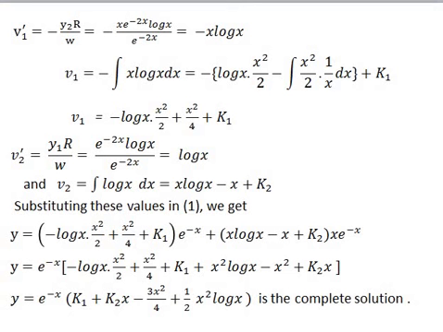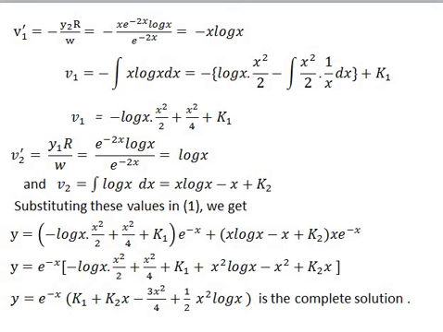Substituting these values in equation 1, we get y is equal to v1 of x into y1 plus v2 of x into y2. So minus log x into x square by 2 plus x square by 4 plus k1 is v1, and y1 is e power minus x, plus v2 is x log x minus x plus k2, and y2 is x e power minus x. Here we take e power minus x common, multiplied by x square log x minus x square plus k2 x.